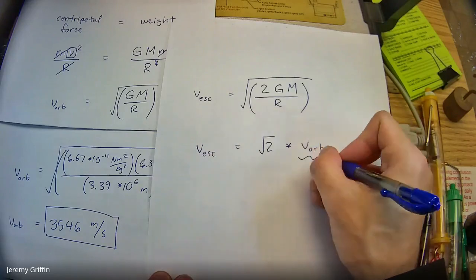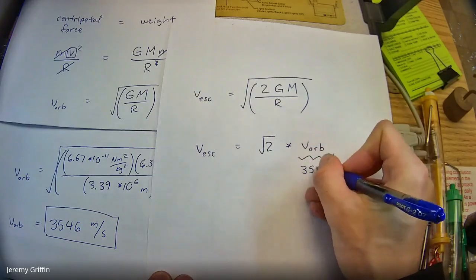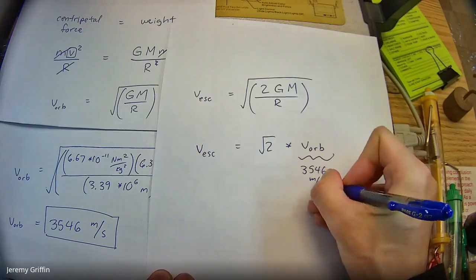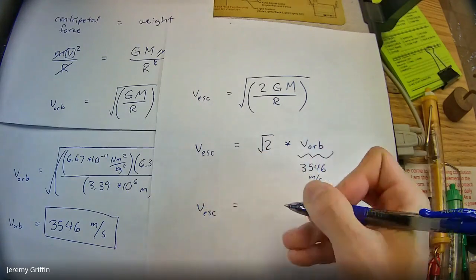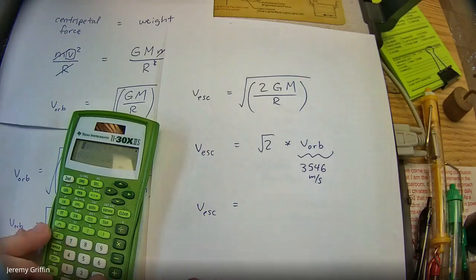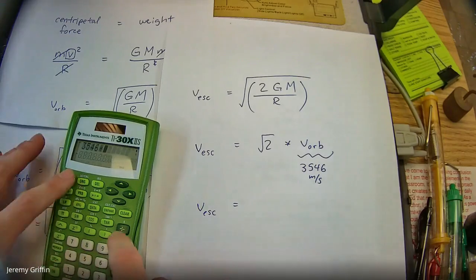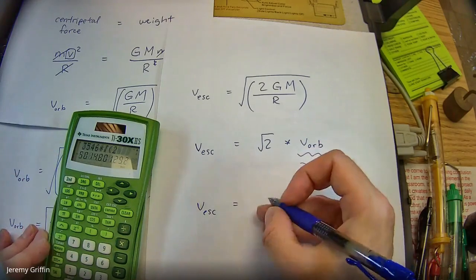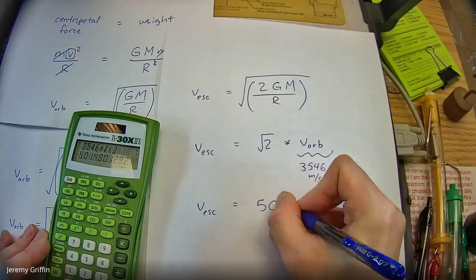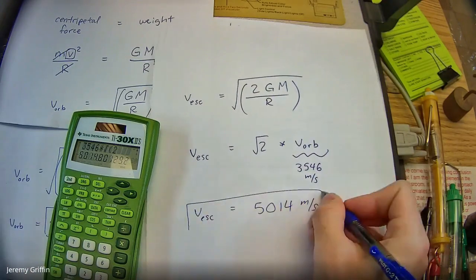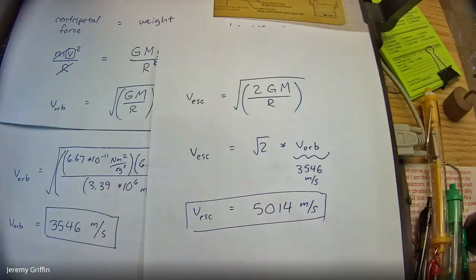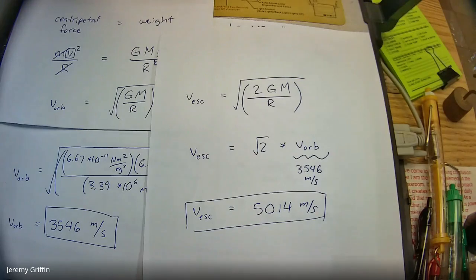If we found this before to be 3546 meters per second, let's multiply it by the square root of 2 to see what escape speed would be. 3546 times the square root of 2. I'm getting exactly what Jared said, 5,000 and some meters per second. There you go. Or, of course, you could plug in all the numbers again and do it that way, but you get the same number.